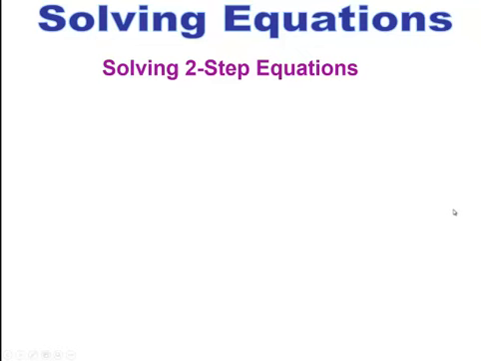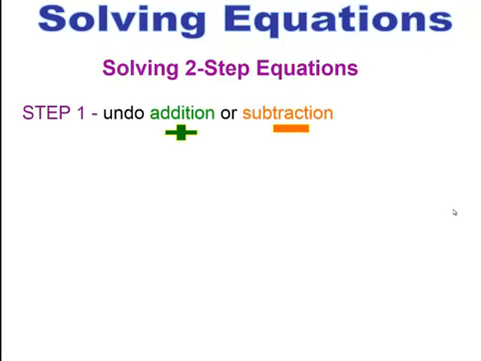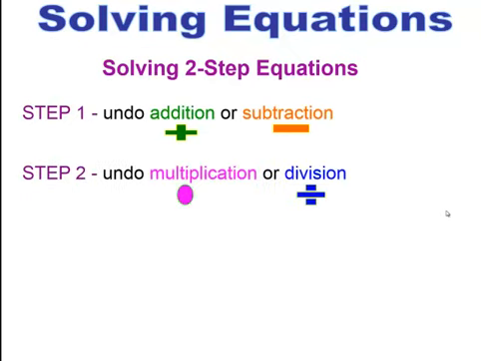Working with two-step equations. The first step with a two-step equation is you want to undo any addition or subtraction. The second step is you're going to undo the multiplication or division. Now, multiplication or division will be attached to the variable. The addition or subtraction, you will see a plus or a minus sign. But with multiplication and division, you don't see multiplication and division signs.